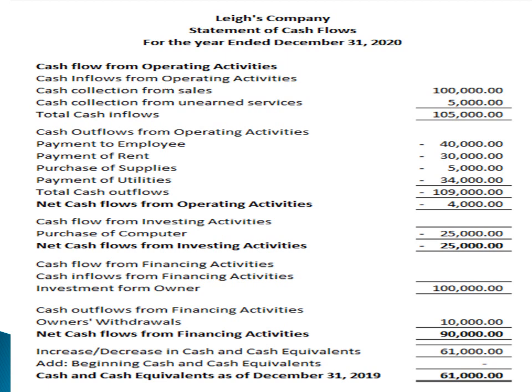For investing, we only have one because we only have one long-term asset, which is the computer, 25,000. We didn't account for the depreciation because the depreciation is for the indirect method. So from financing, we only have one, which is the investment from our owner, 100,000, and the cash outflow is the withdrawal from our owner, 10,000. So we have net cash inflow from financing, 90,000. So we have an increase in cash and cash equivalent of 61,000. We don't have any beginning balance because it's only the start of the operation. If you would check, the balance of cash at the balance sheet is also 61,000.